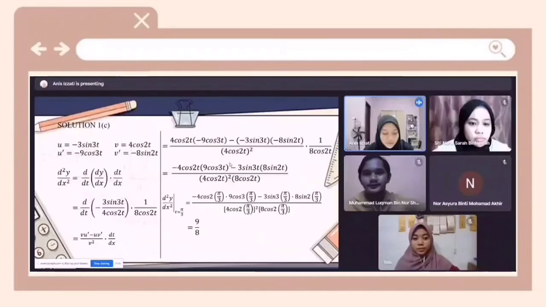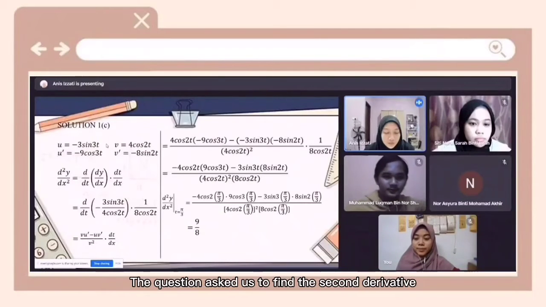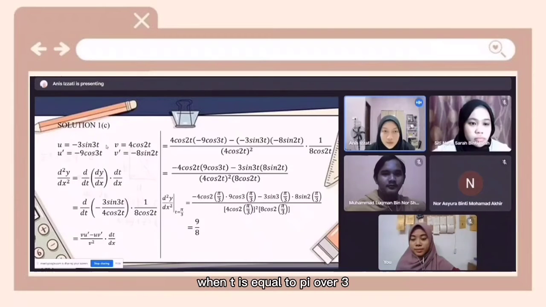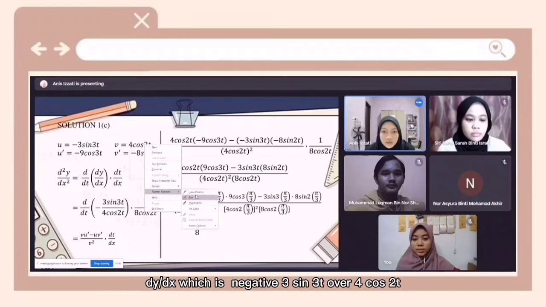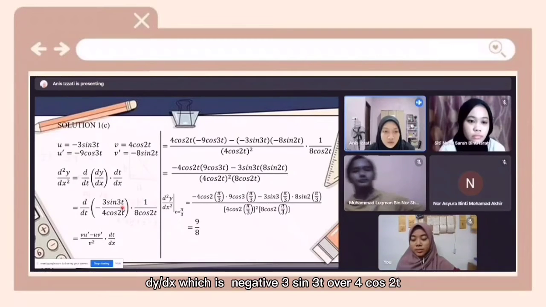Okay. For the last question, which is C, the question asks us to find the second derivative when t is equal to pi over 3. So from the previous calculation in B, we have already got the value of dy over dx, which is negative 3 sin 3t over 4 cos 2t.